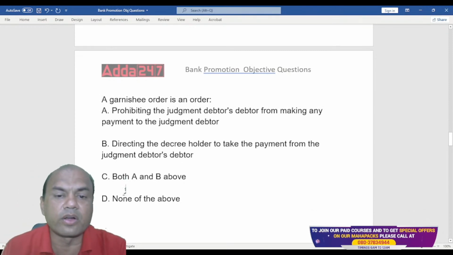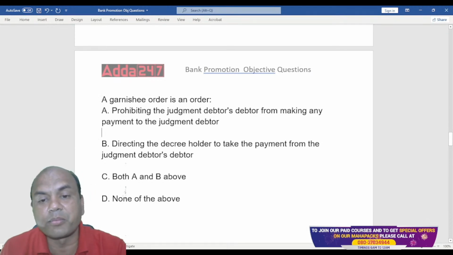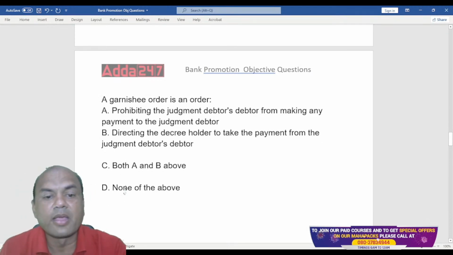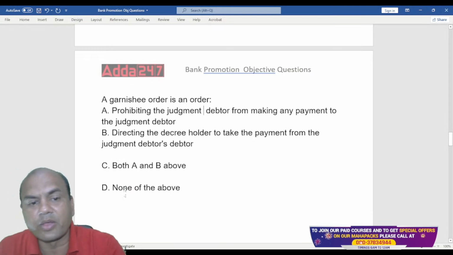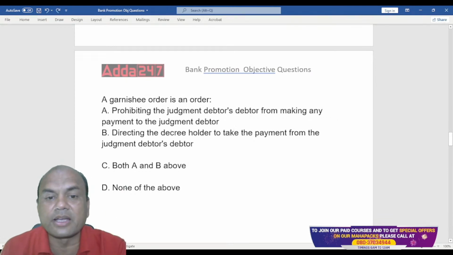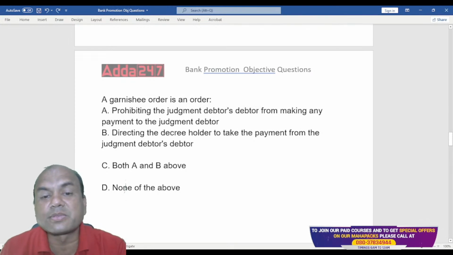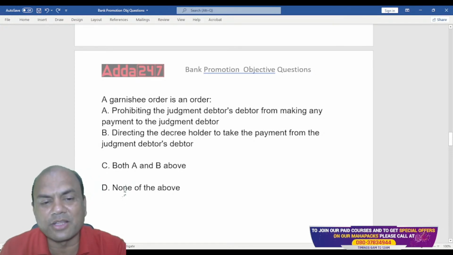A Garnishee order is an order prohibiting the judgment debtor from making any payment to the judgment debtor, or directing the decree holder to make the payment. Now look at this concept, these words are very confusing. Prohibiting the judgment debtor's debtor from making any payment to the judgment debtor. Means what? This is a bit confusing now.